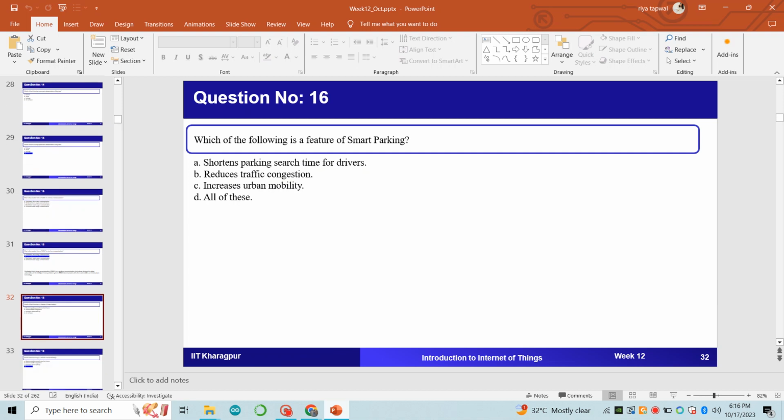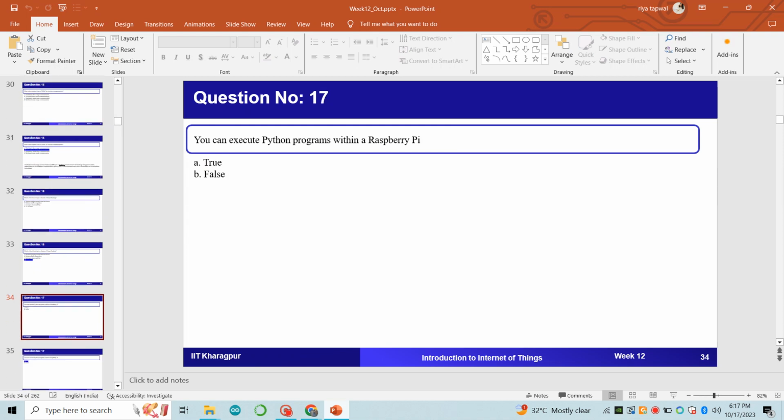Next question is, which of the following is a feature of smart parking? Options are reduces parking stop time for drivers, reduces traffic congestion, increases urban mobility, D, all of these. D. Okay, yes, D is correct. All of these. Next question is, you can execute Python programs within Raspberry Pi, true or false? True. Right. This statement is true.